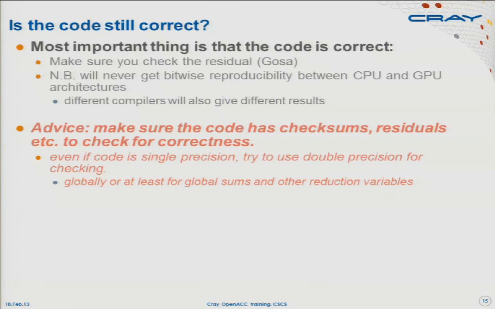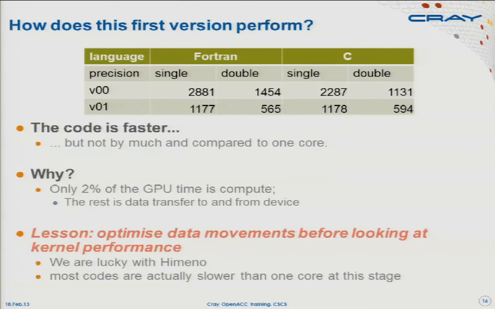We have a checksum to make sure the answer is correct. If there isn't one in your code, put one in. If at all possible, make that checksum double precision, because it's much easier to spot errors.